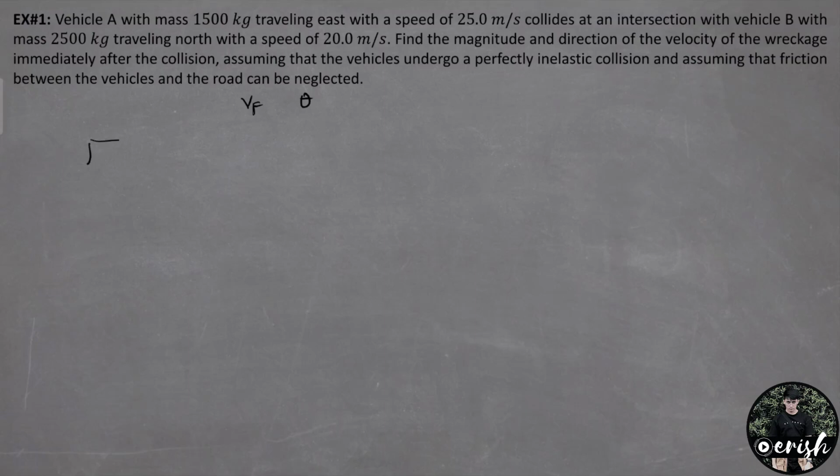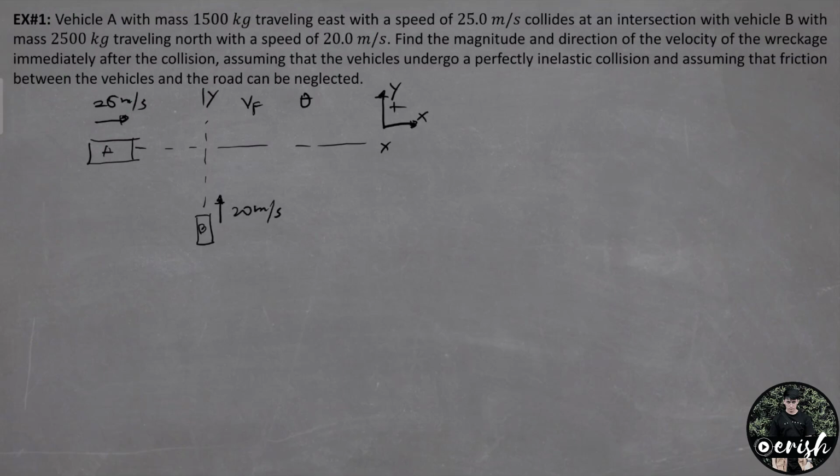Say, this is vehicle A, top view. And eto si vehicle B na papunta sa north. This is our coordinate system, X and Y. This is the positive sides. Vehicle A is traveling at 25 meters per second with a mass of 1,500 kilograms. Patravel siya sa east or positive x direction, and si vehicle B naman is patravel pataas dahil north with a speed of 20 meters per second. Dahil sa north siya nagka-travel, positive y direction yun.